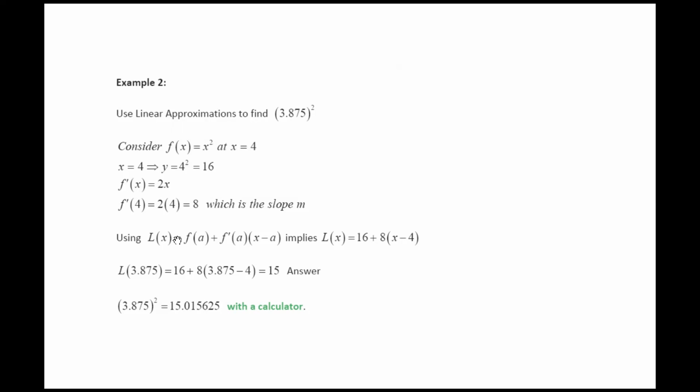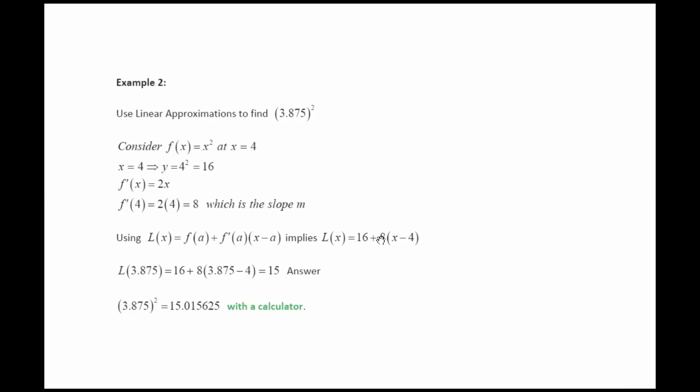And so we take our equation here, and in the place of f of a, we'll put our y coordinate, which is 16. And in the place of a, we'll put in our x coordinate, which is 4. And in the place of f prime of a, we're going to put our slope, which is 8. So now we have it.